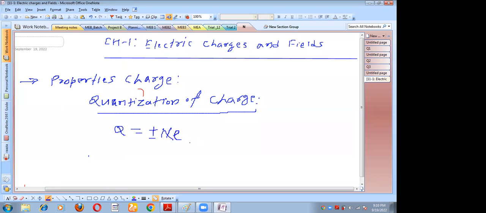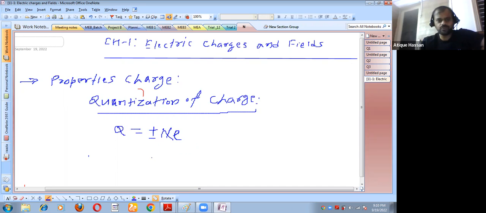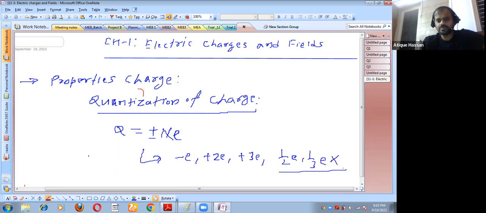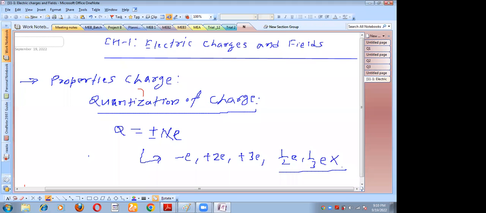e, plus minus, where e is the elementary charge. It says that we can have charge like minus e, plus 2e, plus 3e, but we cannot have charge like half e, right? Or 1 by 3. We cannot have these charges, right? Yes, sir.